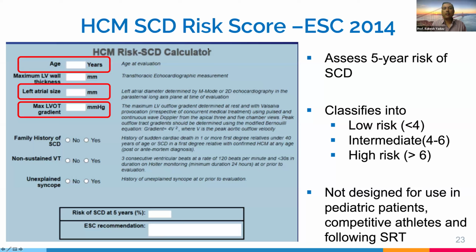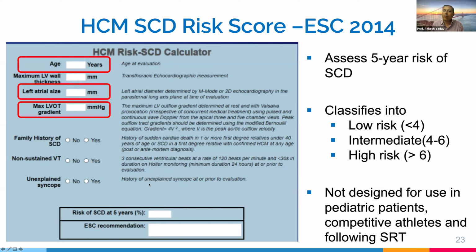However, the European Society of Cardiology has a different score. They have the HCM SCD risk score, and you have to fill the following things into a calculator: age, maximum LV wall thickness, left atrial size, maximum LVOT gradient, family history of sudden cardiac death, non-sustained VT, and unexplained syncope, and then you get a risk score at 5 years.